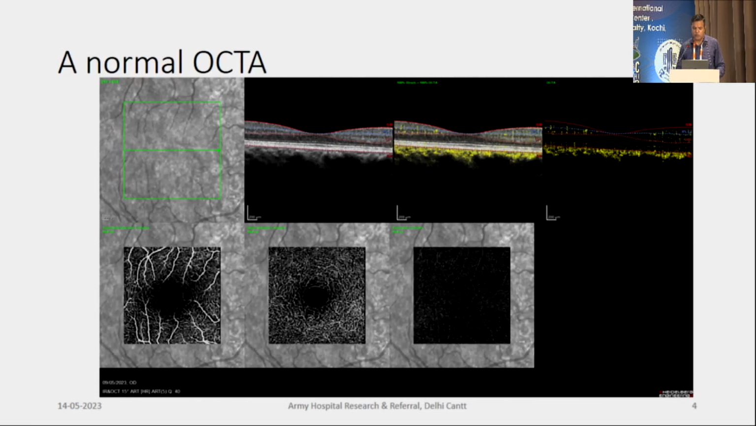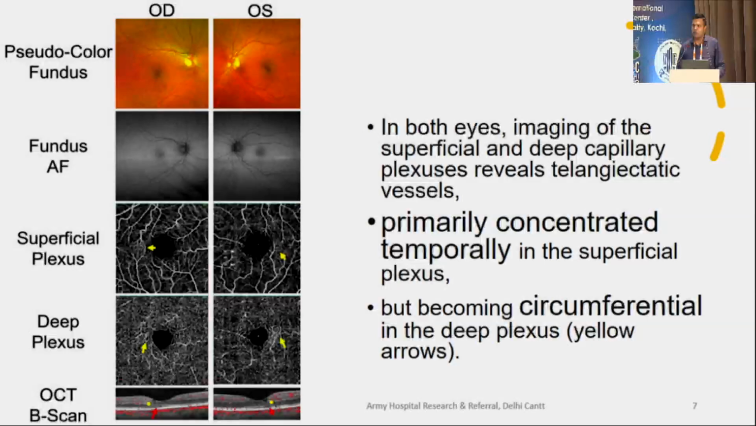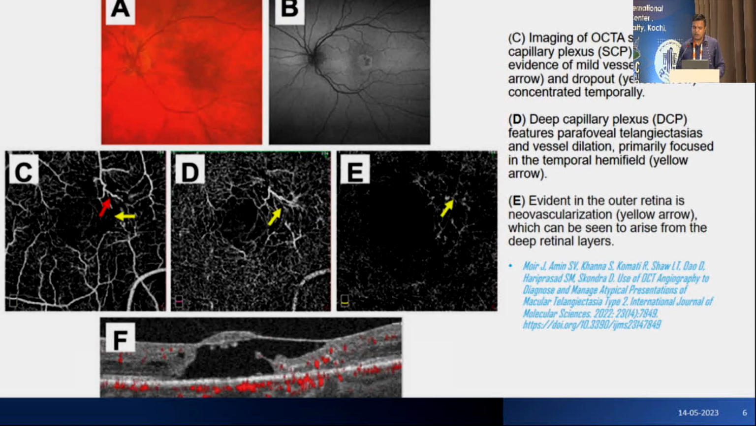MACTEL. So this is what a normal OCTA looks like. One has to appreciate that there is an absolute symmetry both on the superior and the inferior half of the superficial and deep capillary plexus passing through the fovea. And the published evidence on MACTEL tells us that when we are looking at the superficial capillary plexus layer, one sees a lot of dropout changes and few dilatations which are more temporally compared to nasally.